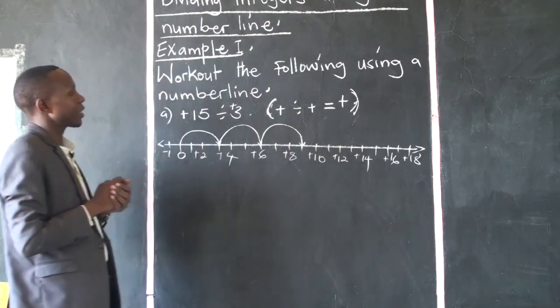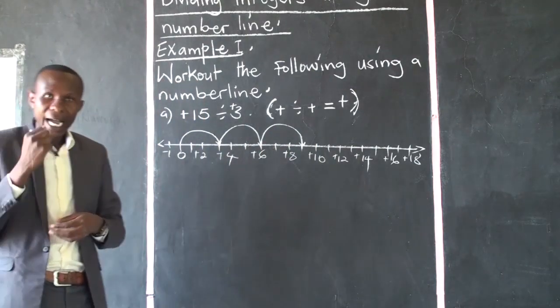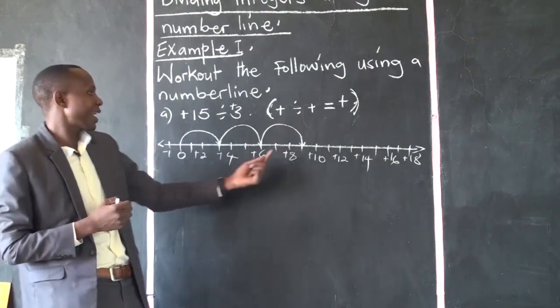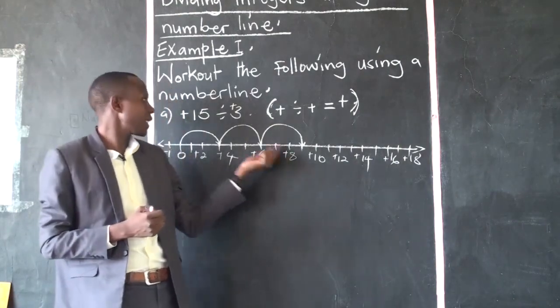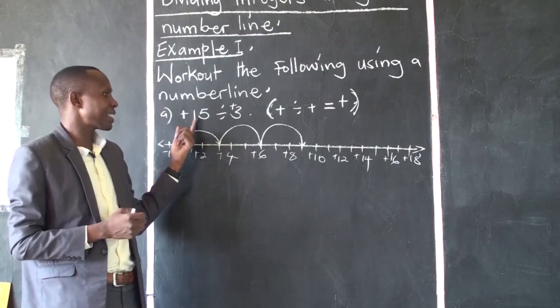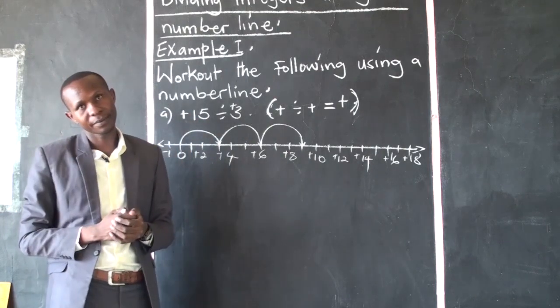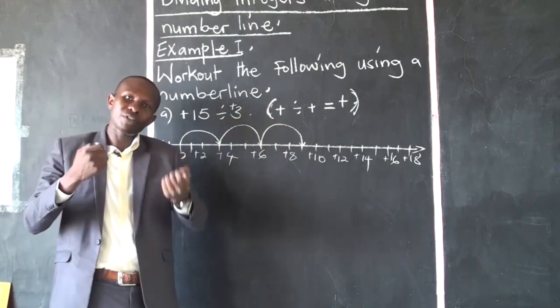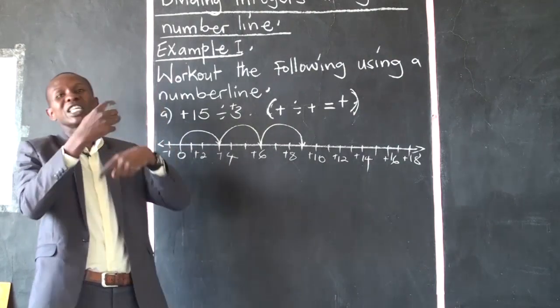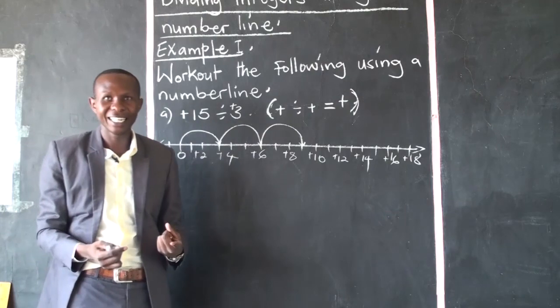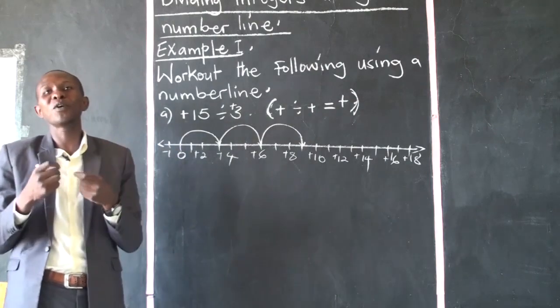That is the third interval. What do we need? Do we need 9 according to the question? No. The question demands us to move until we reach 15. So if we are to reach 15 but we are already on 9, then we need to add 3 more.